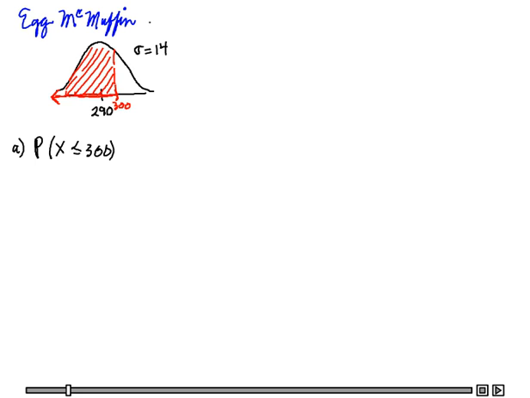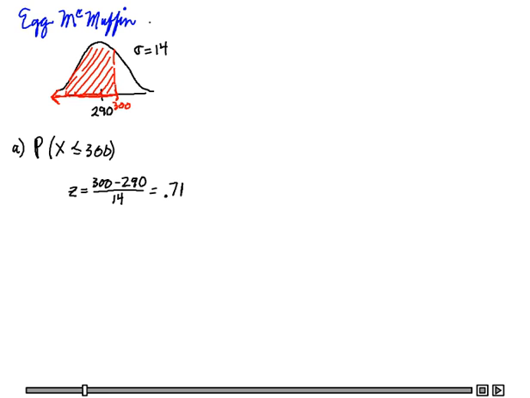Now to do that, we're going to translate the problem into standard normal. So I need to get the z-score for 300. So 300, how many standard deviations is that away from the mean at 290? How many 14s are there between those two? And this turns out to be 0.714, which I'm going to round to the nearest hundredth, 0.71. The resolution of the standard normal table in the textbook is to hundredths, so I'm going to go ahead and round that to 0.71.